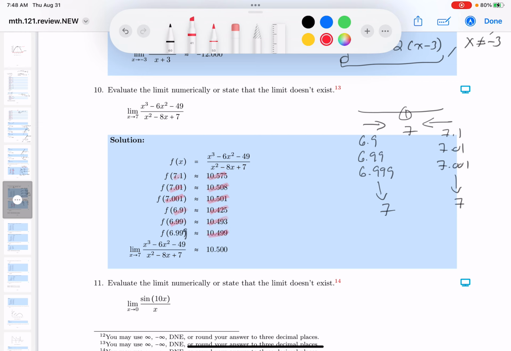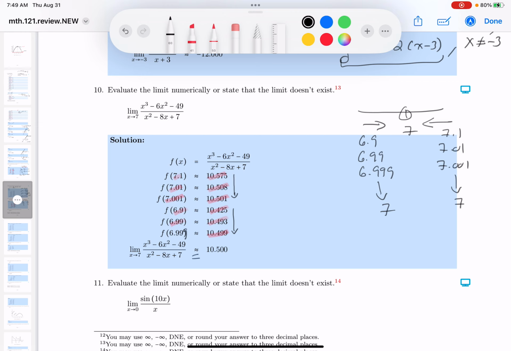What would I look at in this thing over here? And again, I'm looking at a sequence of numbers, this over here and this over here. Looking at those numbers, it sure does appear to be going to 10.5, all right? And that's why I'm saying the limit is 10.5.